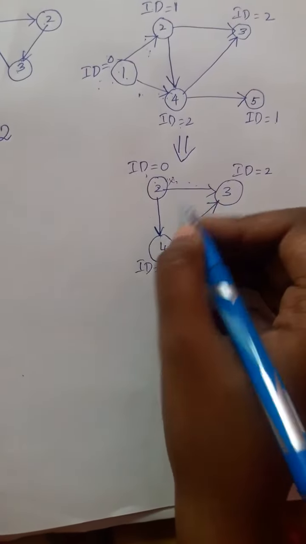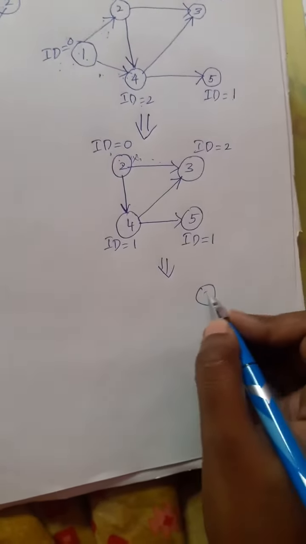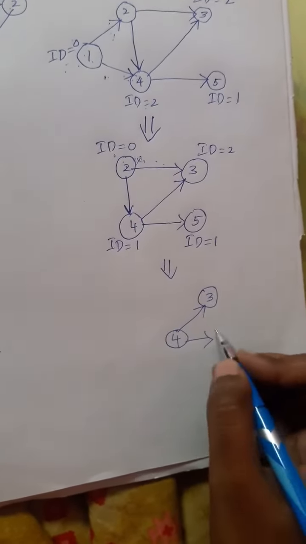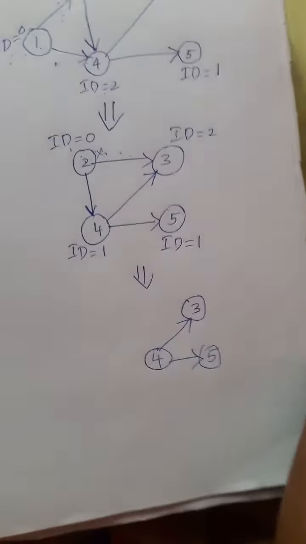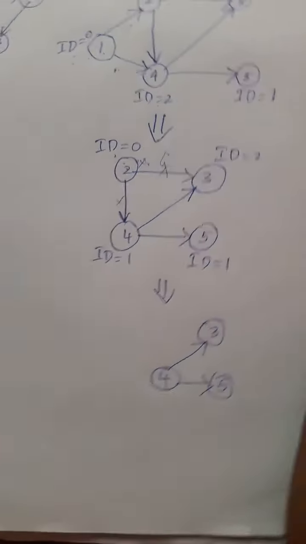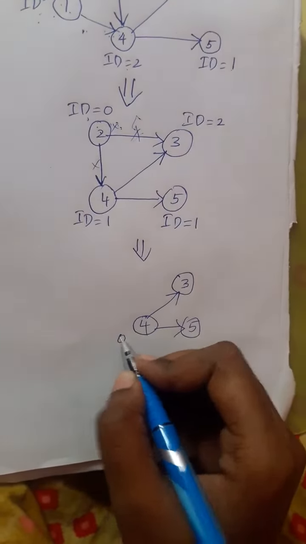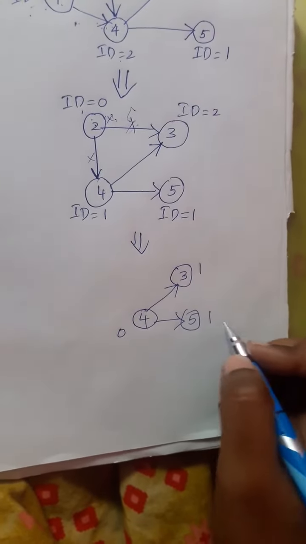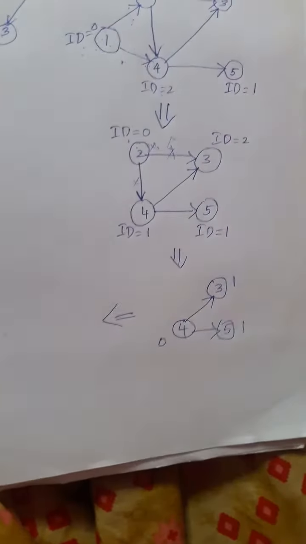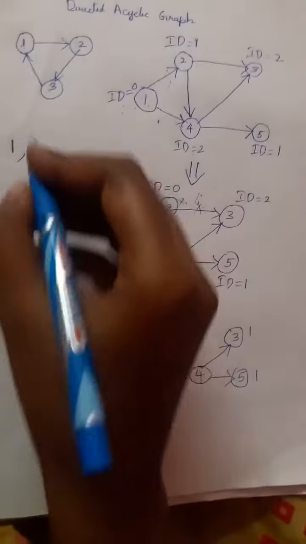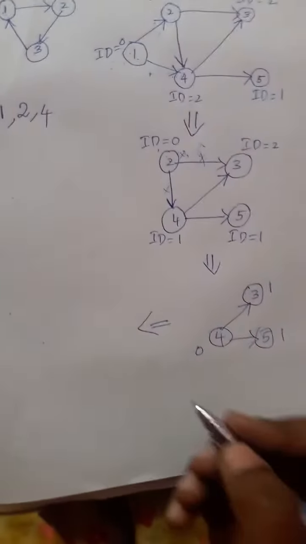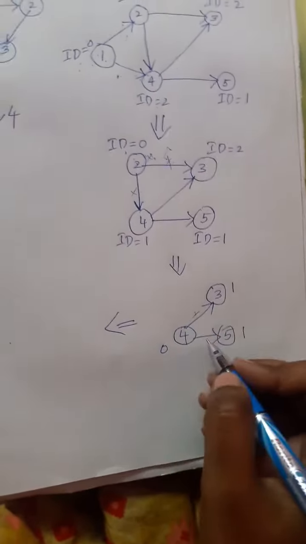If I eliminate these arrow marks, what will happen? 3, 4 and 5. The diagram will be like this. I am eliminating these two arrow marks. Understood? What will be the in-degrees? 0, 1 and 1. Which has the minimum in-degree now? 4 has the minimum in-degree. Before eliminating 4, I write 4 in the result. So we delete 4, and these two arrow marks will go.